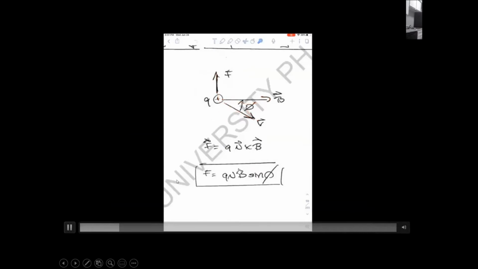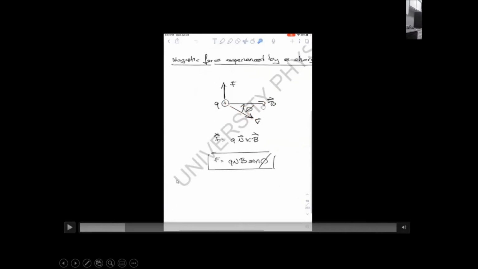All right, so the magnetic force is a vector cross product. So it's the velocity across the magnetic field is going to give you the direction of the magnetic force. So that's the equation we use for that purpose.